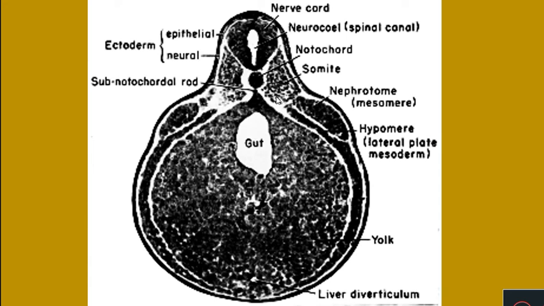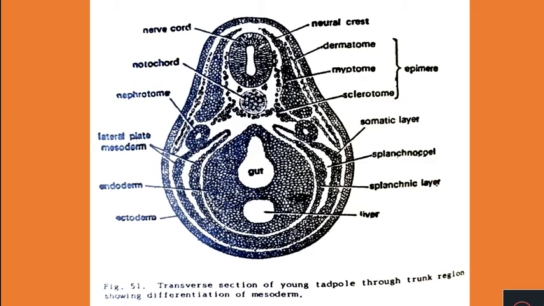This epimere itself, or the somite itself, splits into 3 segments. So, we will go to that. The 3 segments are, one is dermatome, second is myotome, third one is sclerotome. So, the initial epimere now splits into dermatome, myotome and sclerotome.